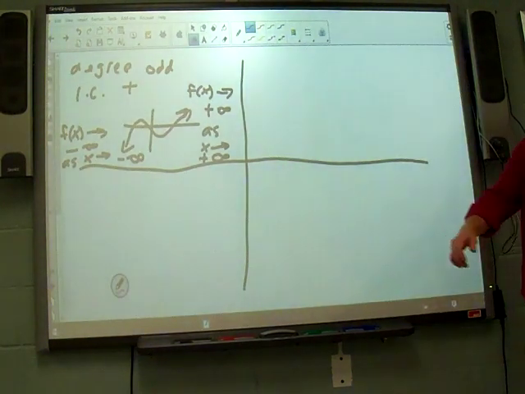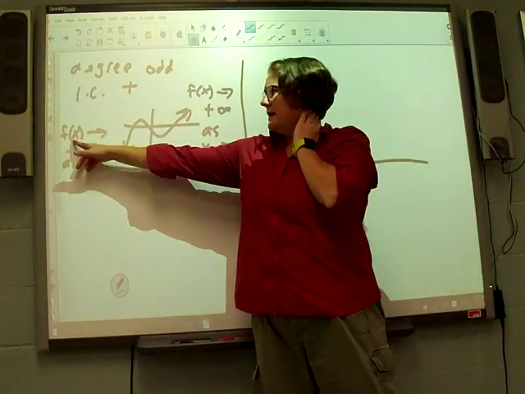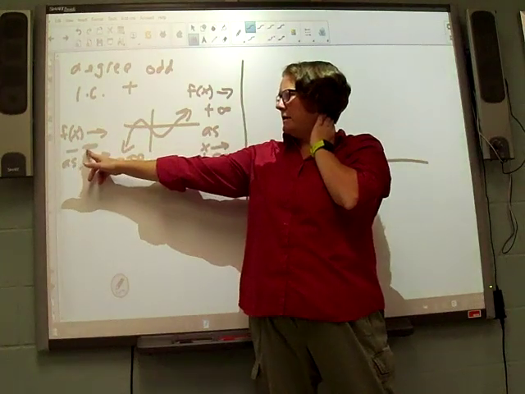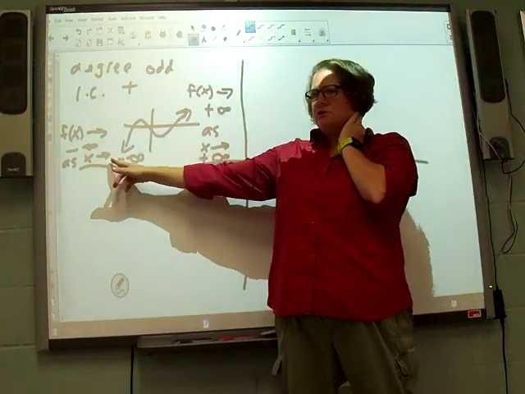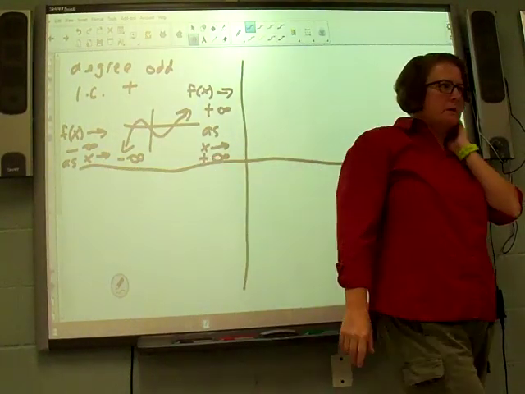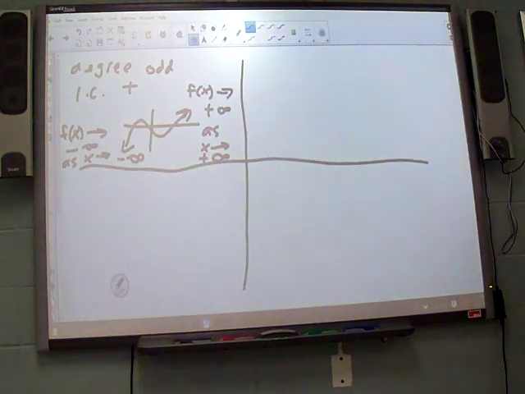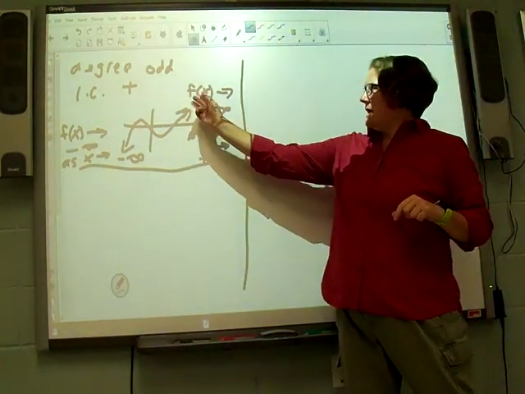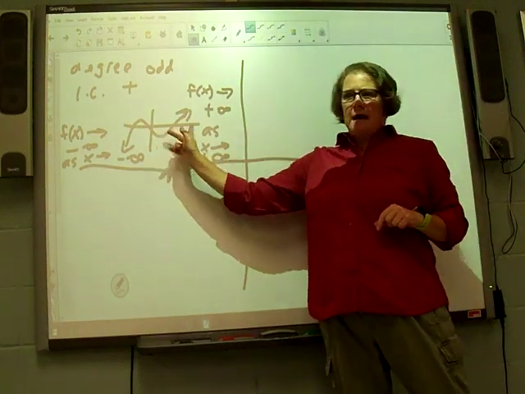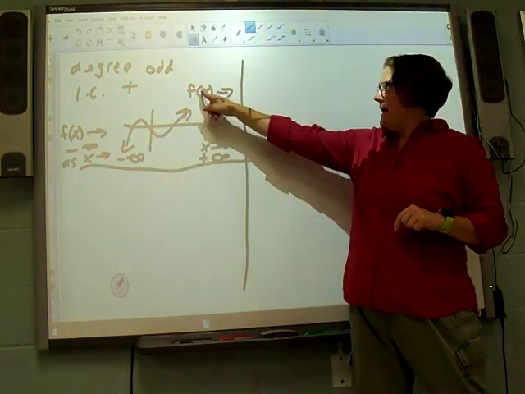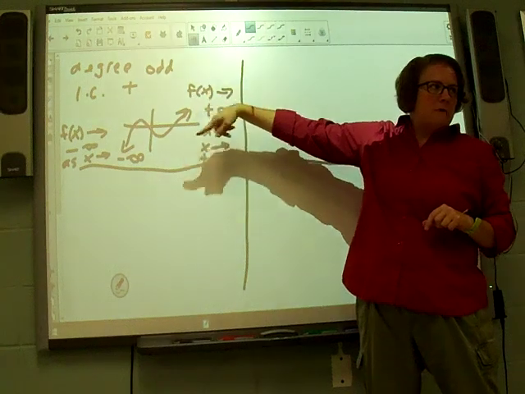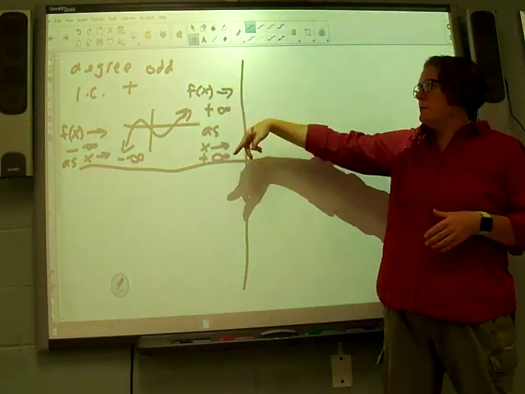So over here, f of x approaches negative infinity as x approaches negative infinity. So here's what you need to know about this infinity stuff. The x is your left and right. F of x is your up and down, right? Because f of x is the same as y, which is your up and down.